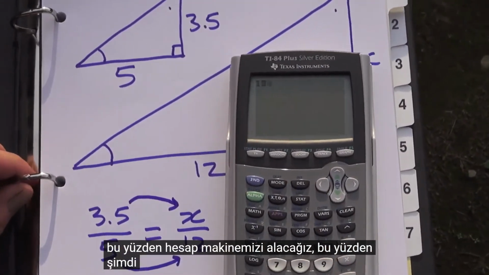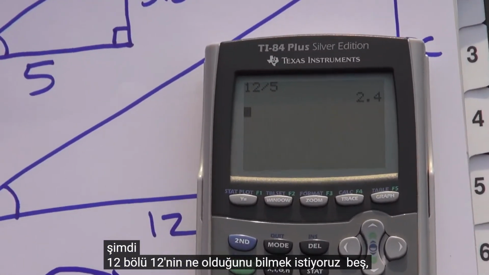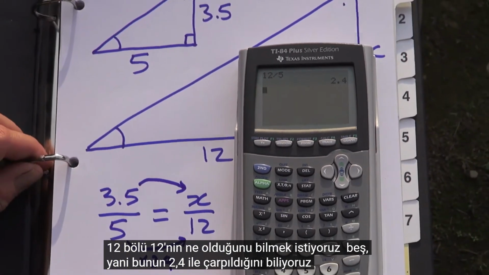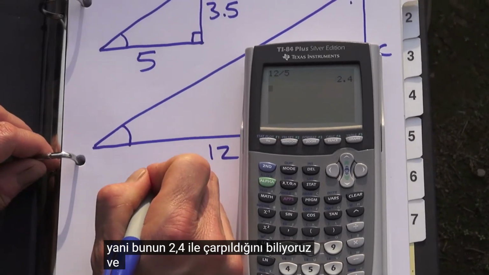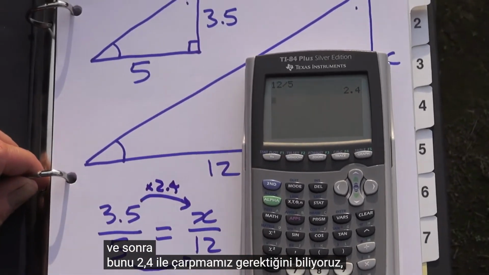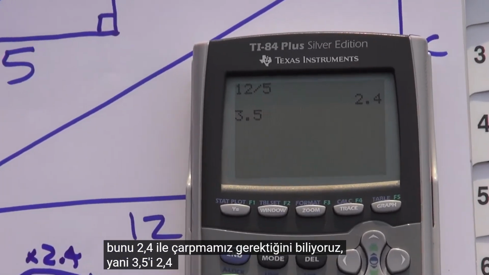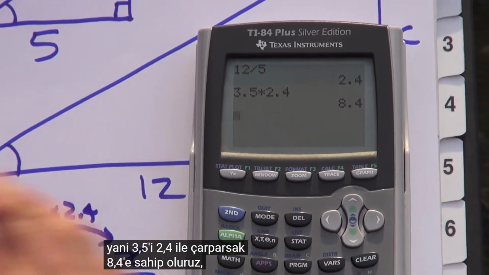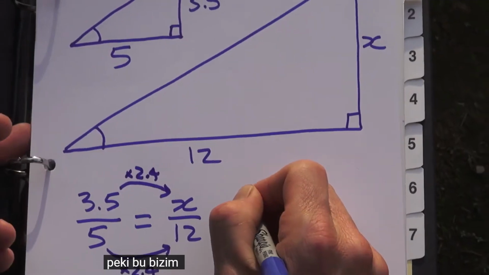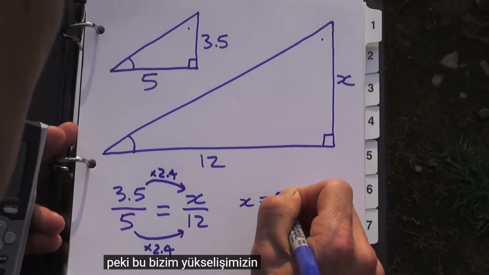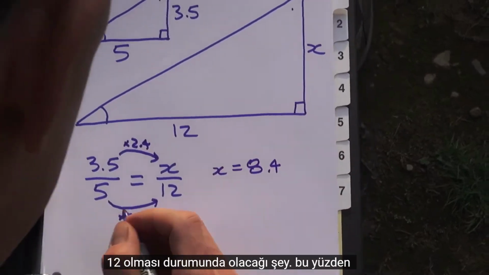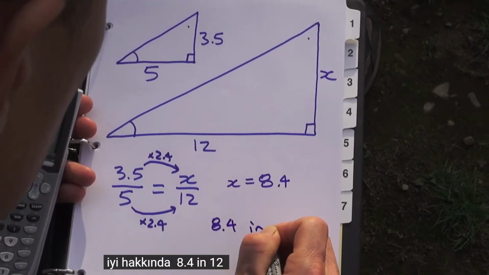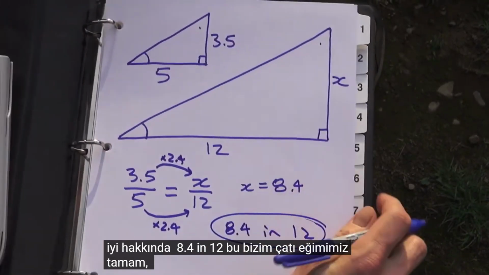So we want to know now what's 12 divided by 5. So we know this is times 2.4, and then we know we have to multiply this by 2.4. So 3.5 times 2.4 is 8.4. So that's what our rise would be if it were 12. So we got a slope of about 8.4 in 12. That's our roof pitch.